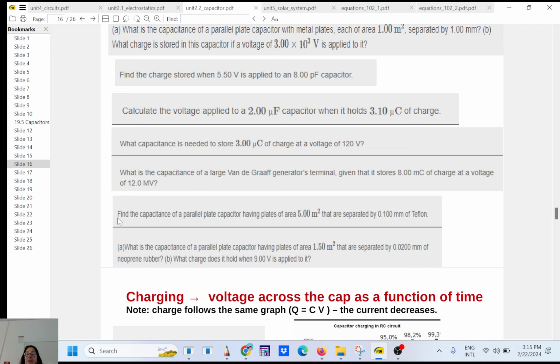Teflon. Okay, let's do this one. Teflon. You go back a few slides to find the dielectric constant of Teflon.